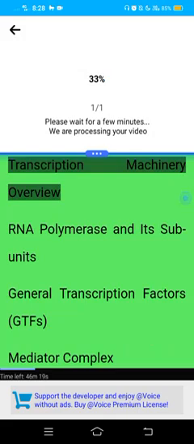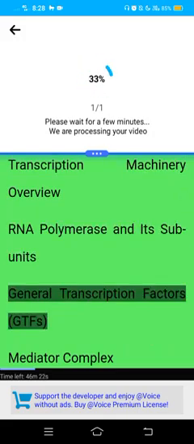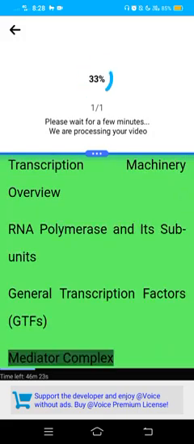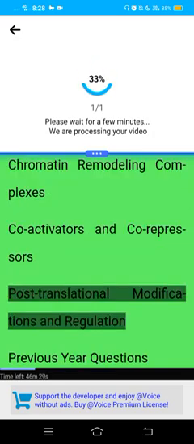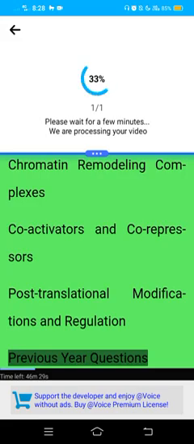Transcription machinery overview. RNA polymerase and its subunits. General transcription factors, GTFs. Mediator complex. Chromatin remodeling complexes. Co-activators and co-repressors. Post-translational modifications and regulation. Previous year questions.